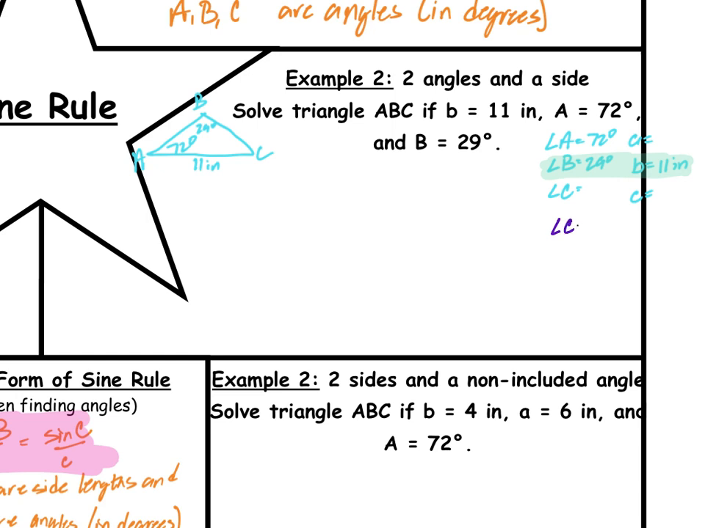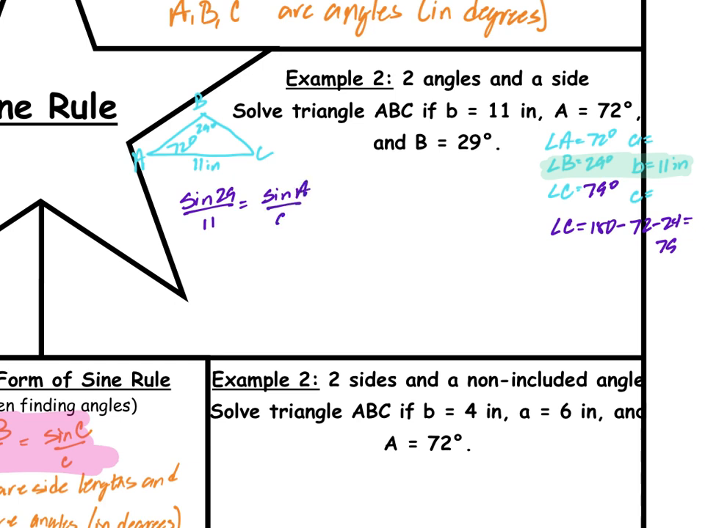Angle C is 180 minus 72 minus 29, and that equals 79 degrees. So that's that. Okay, and then my first proportion that I'm going to set up is going to be sine of, I'm going to use the B's, right? So sine of 29 over 11 is going to equal sine of, it doesn't matter, I'm probably going to start with A because it's alphabetical. I don't know why. We'll just start with A.